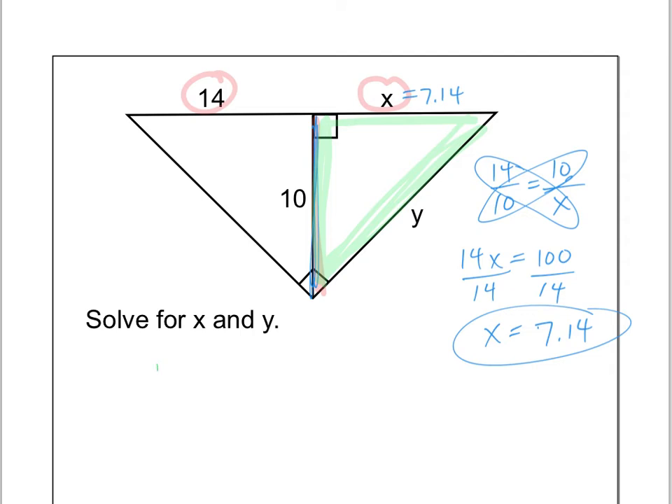So I would do 10 squared plus 7.14 squared equals y squared. So we have 100 plus 51.02 equals y squared, and that's 151.02 equals y squared, and then we take the square root. And I got y equals 12.29.